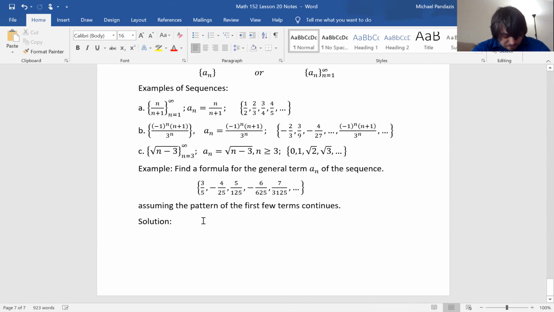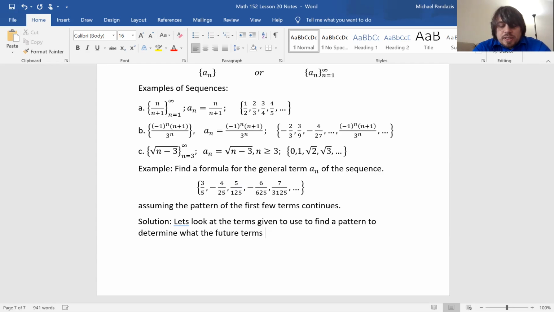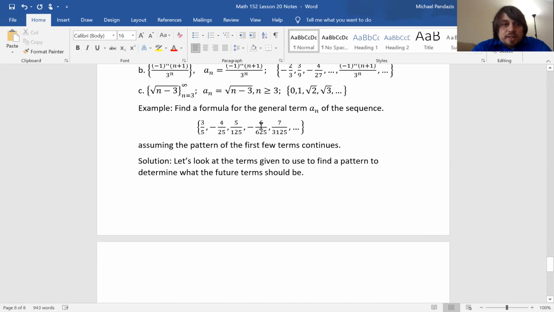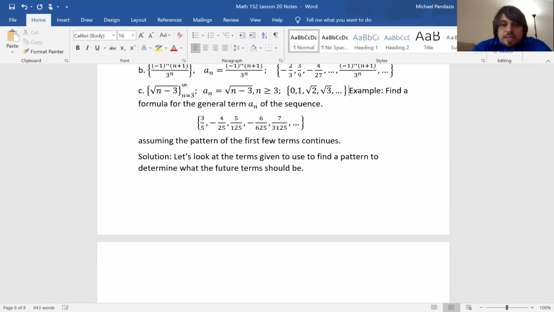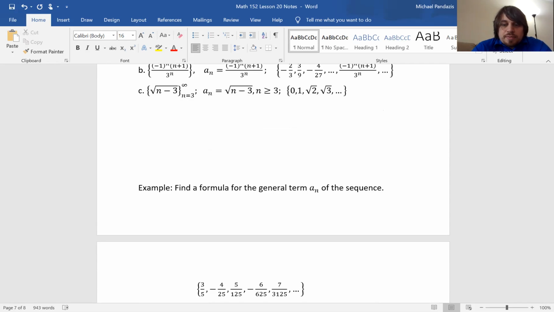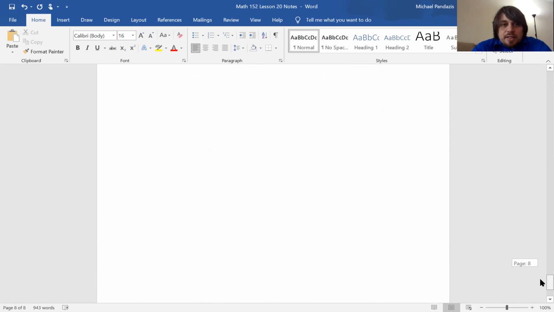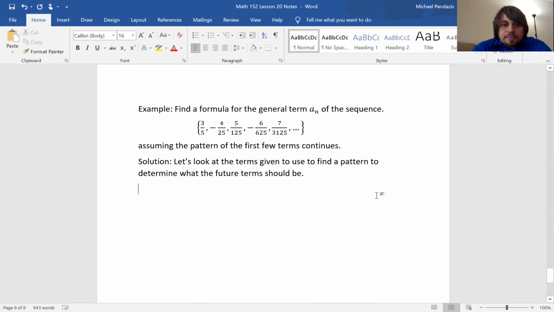Okay, so solution. So let's see what we're given. Okay, so let's look at the terms given to us to find a pattern to determine what the future terms should be. Okay, so let's do that. I'm going to move this example to the next page.